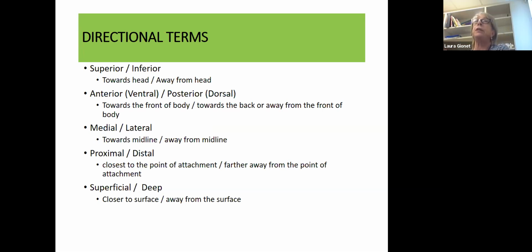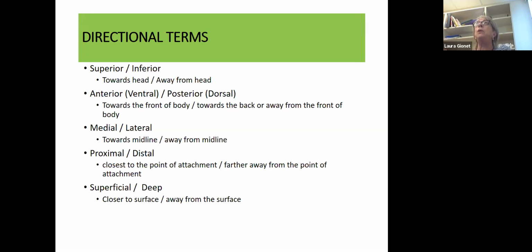Anterior versus posterior, sometimes we'll use ventral versus dorsal. Anterior means toward the front of the body, posterior means away from the front of the body or toward the back. Two points of anatomy that are easy to use and compare are your sternum or breastbone and your spine, because most people know where those are. So your sternum or breastbone is anterior to your spine, and your spine is posterior to your sternum or breastbone.